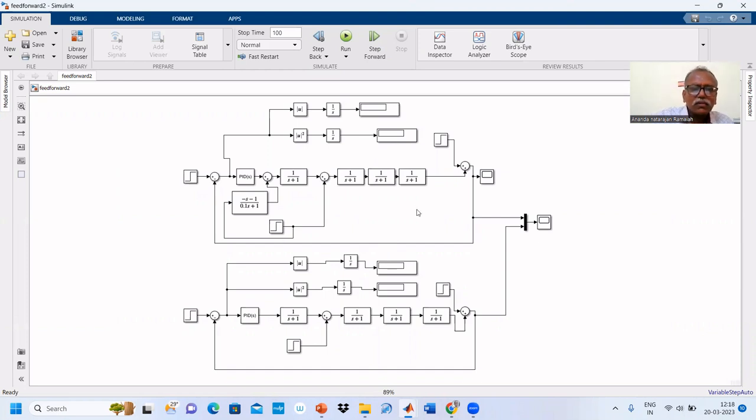Now let us see the simulation. Here, the disturbance is entering at the second tank. The input output model is 1 upon s plus 1 to the power 4. The disturbance model is 1 by s plus 1 to the power 3. Therefore, the feed forward controller is minus s plus 1, that is minus s minus 1. But it is not physically realizable.